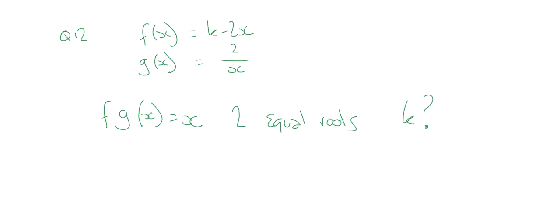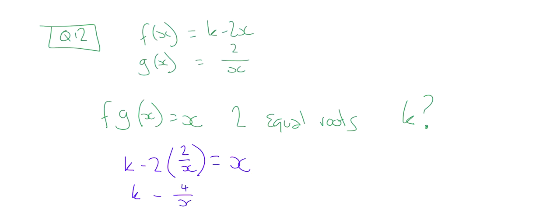So first of all, let's deal with our composite function, right? So let's put everything together. Let's change color. All right, so I'm going to start with f, so k minus 2, and then my g function is 2 over x. So I now have this function here, but it has to equal x. Okay, that's what I got told. This function, which I've just got here, equals x. So k minus 4 over x equals x.